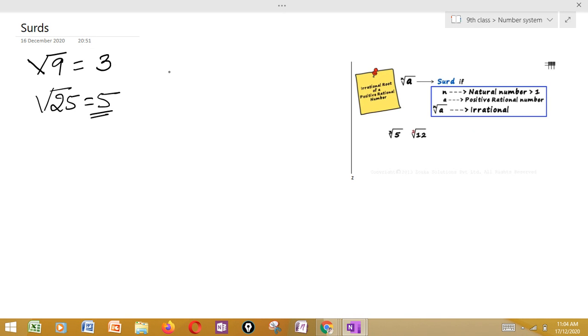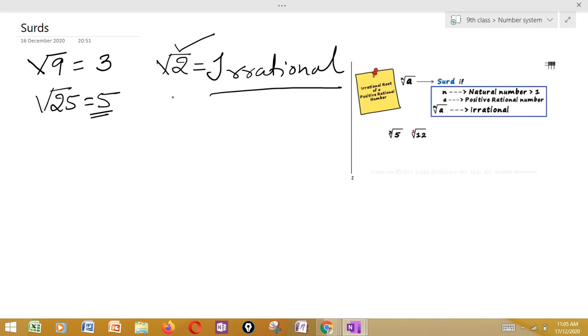But in certain cases, when you find the square root of some other numbers, like square root of 2, what will you get? When you go on dividing, you are going to get a non-terminating and non-recurring decimal expansion, which is nothing but an irrational number. Earlier I mentioned that root 2 is an irrational number.